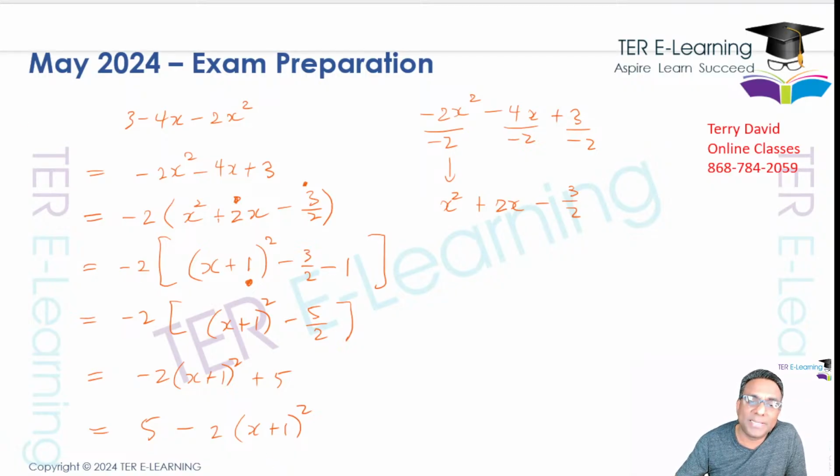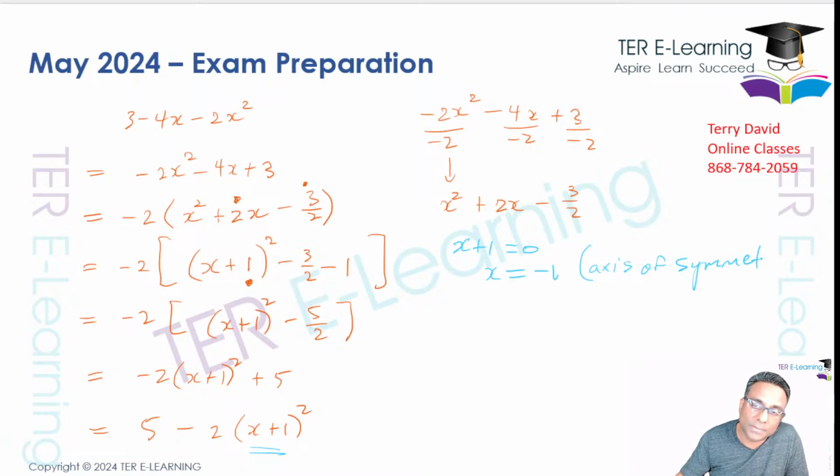So when you complete the square, there's a lot of information that we could get. If you put x plus 1 equal to 0, therefore x is equal to -1, I want you all to know that this here is actually your equation for your axis of symmetry. They could ask you that. So this is your axis of symmetry.